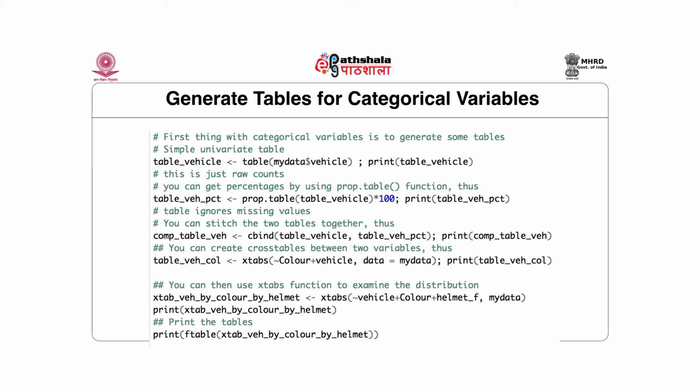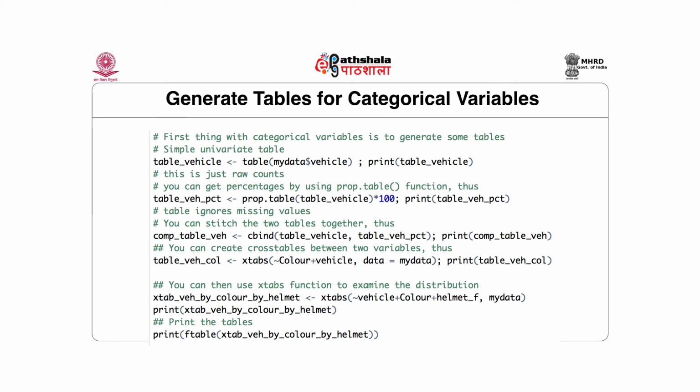This is when you have one variable to worry about. What happens if you've got more than one variable? So you've got two variables, you've got more than two variables. You use another function, which is known as xtabs. So what you do is that you create an object.